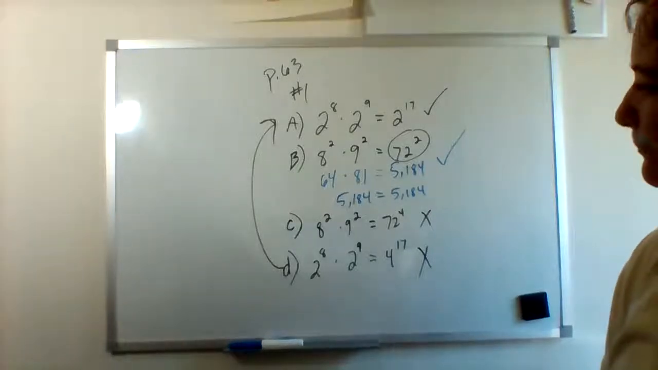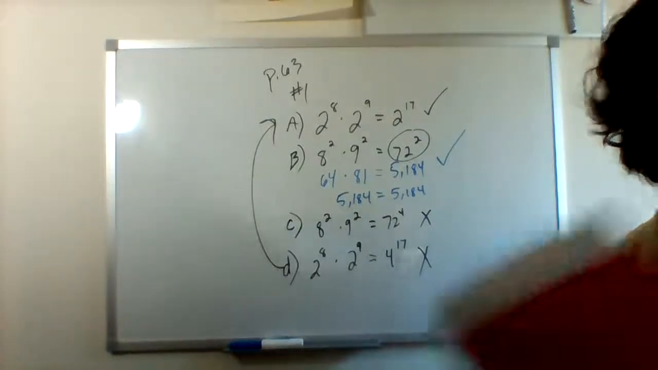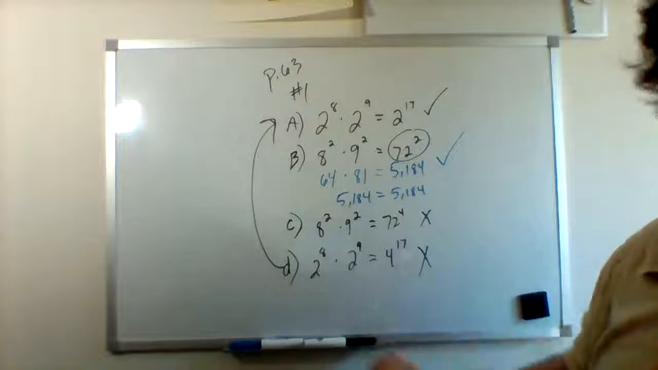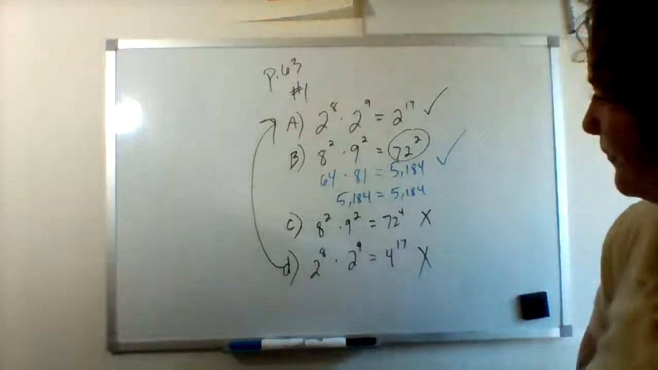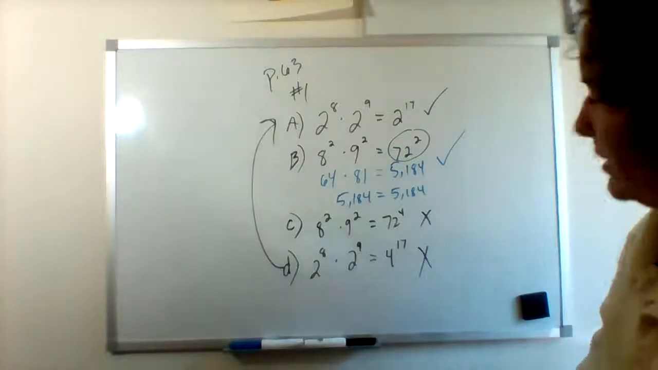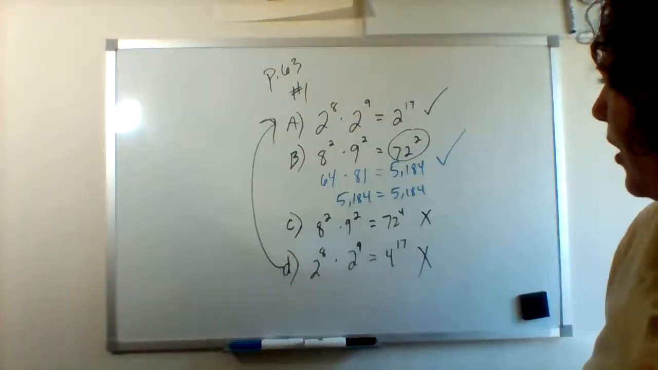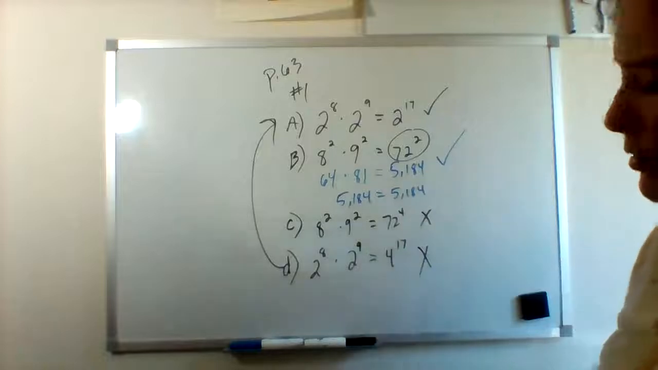Okay, now we're not done with the test review. But I do want to leave time for any last questions. Yes, C and D are both false. True, true, false, false.